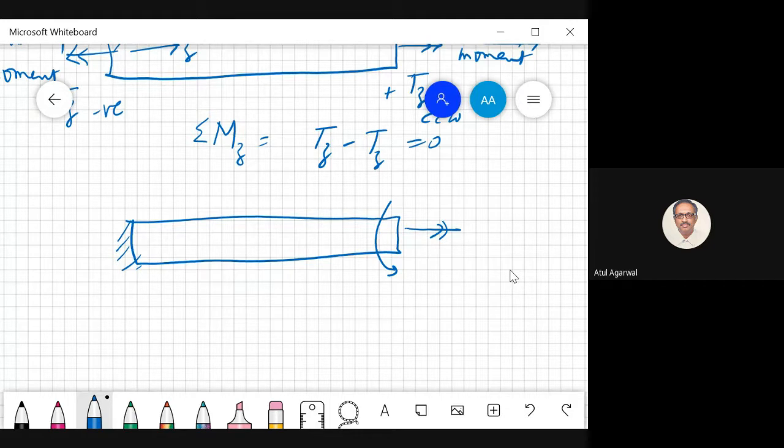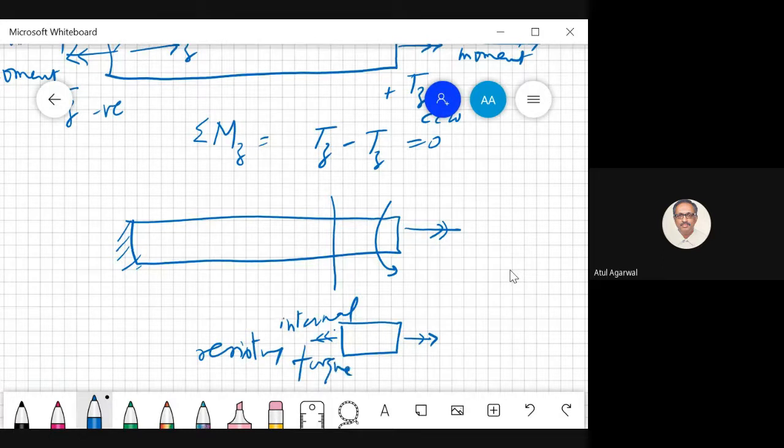Now, you draw any cross section. You take any cross section. This is the external torque. The forces on this cross section will make another torque. So this will be the internal resisting torque, which will counter this external torque, so that this piece is in equilibrium.